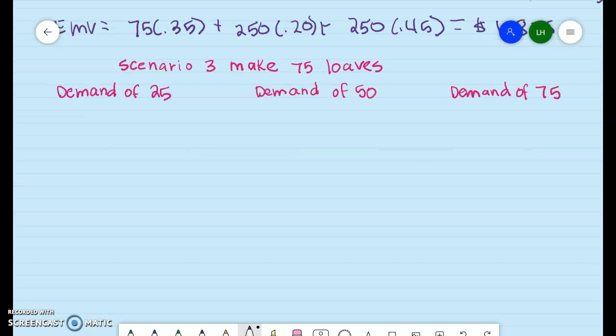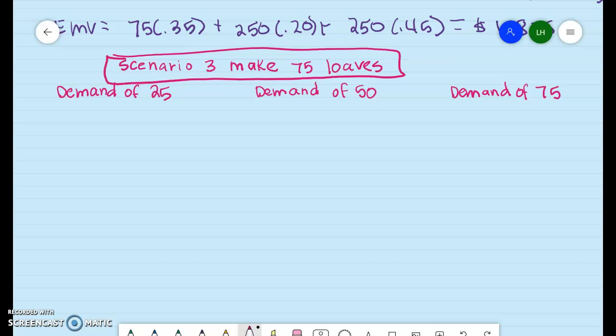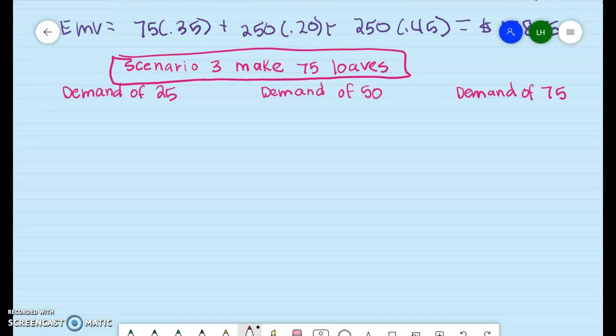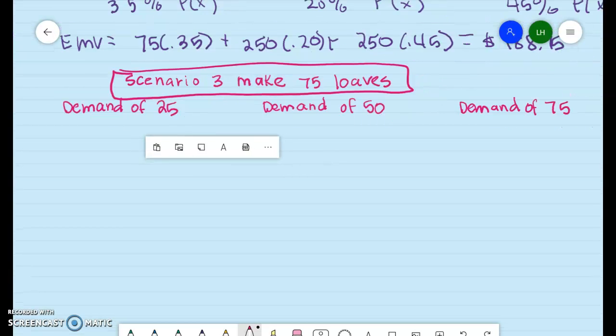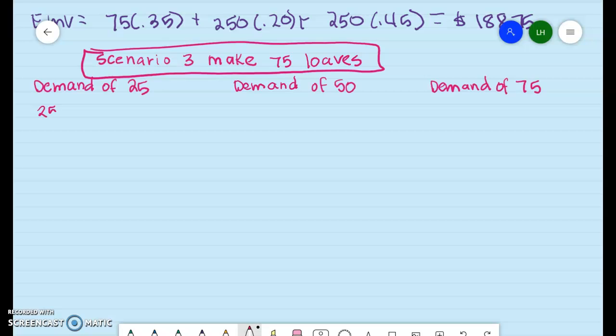Okay, so scenario 3, what if we made 75 loaves? So if we made 75, but only 25 people came in, that would be 25 times 7 minus the cost of the 75 we made. And so that would leave us with a profit of $25. And there's X and there's P of X.